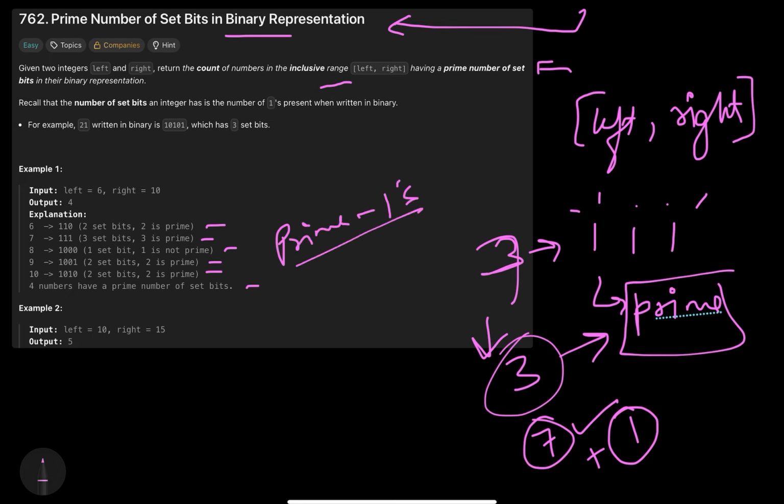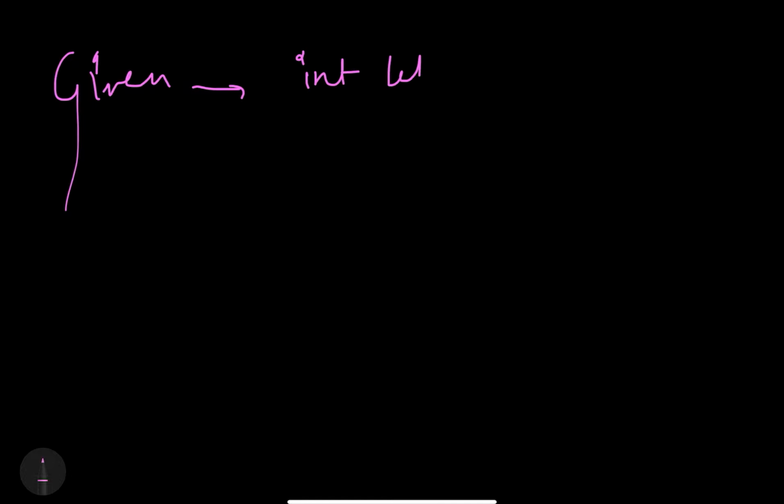So we have to count only those numbers whose binary representation has a prime number of set bits. Okay, so how can we do it, since the constraint is very small? Let's see first what is given. We have been given these two integers, left and right.